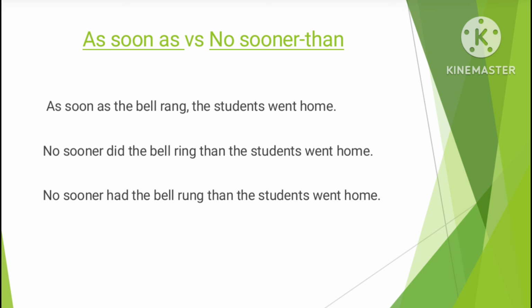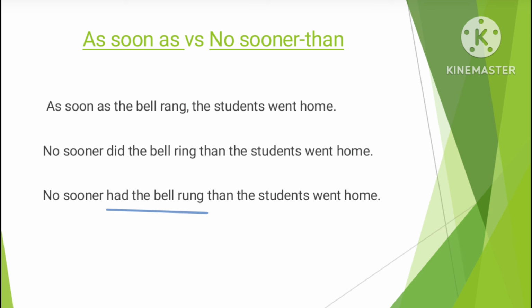Now let's look at the last example. No sooner had the bell rung than the students went home. In this model, we have used past perfect tense, that is, had plus V3. No sooner had the bell rung than the students went home. In this example also, the second part, the students went home, is the same. Went is the past tense, simple past tense.